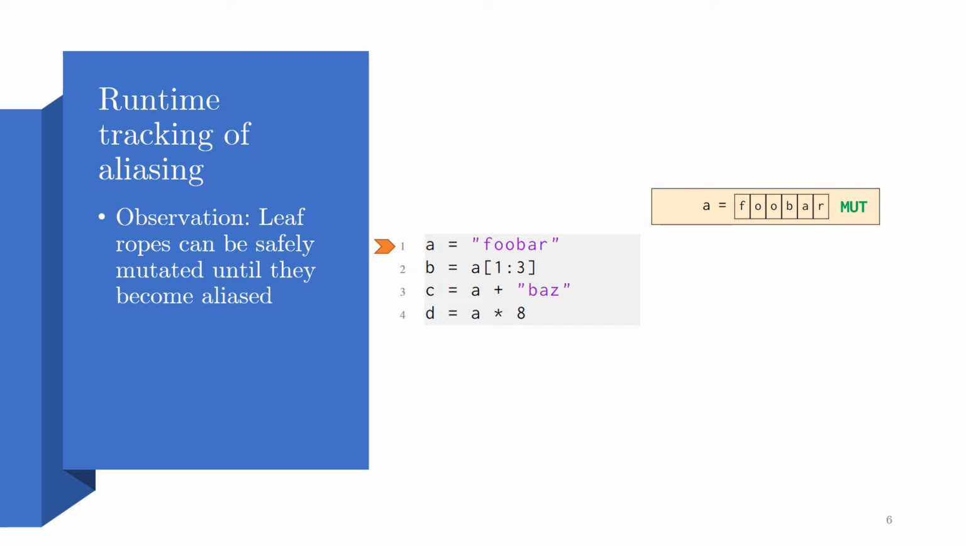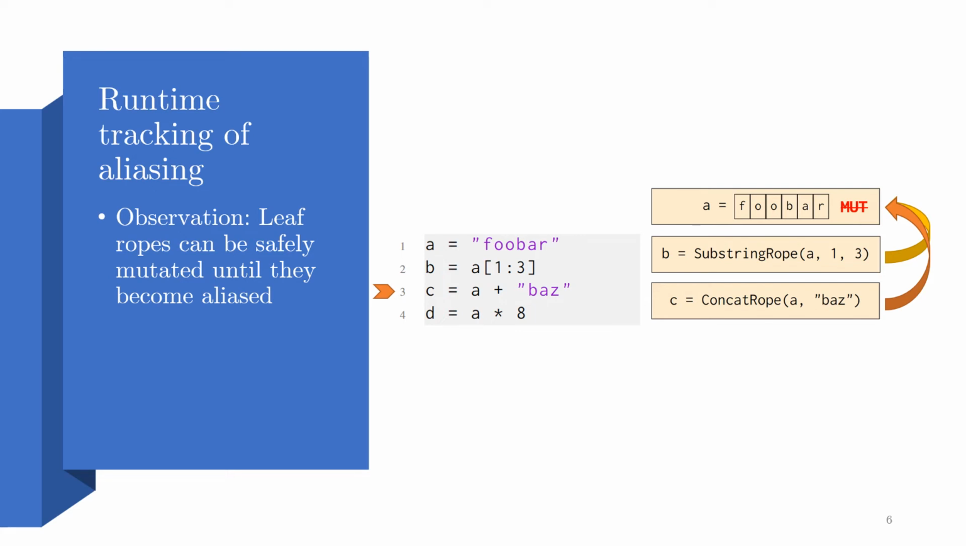Here is how this works. String A is represented by a leaf rope which is mutable as indicated on the slide. While the flag is set, we know that the node is not referenced by other nodes. When a substring of that string is created on line 2, the leaf rope node becomes referenced by the substring rope node, and the flag is changed to indicate that the leaf rope of A is now read-only and not safe for mutation. This node will remain read-only for the remainder of the program.